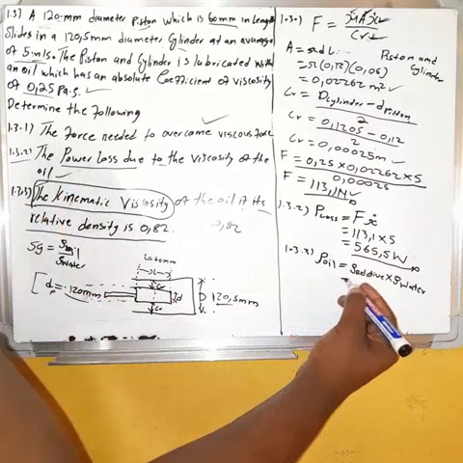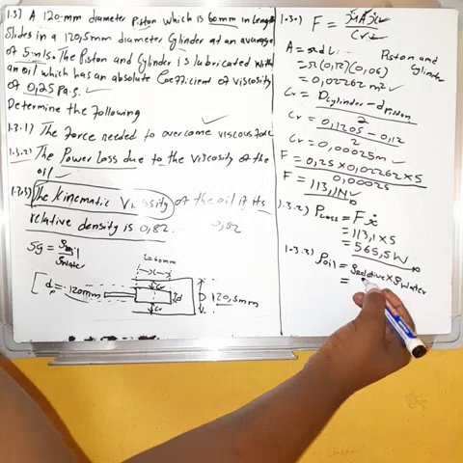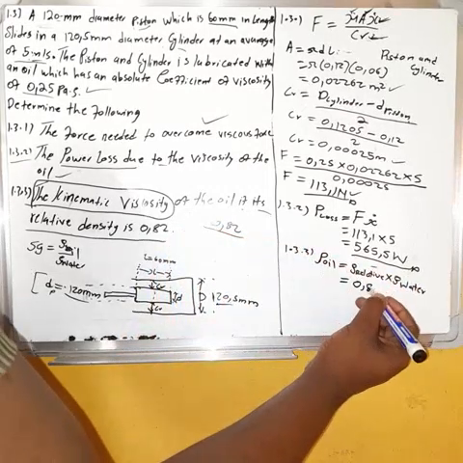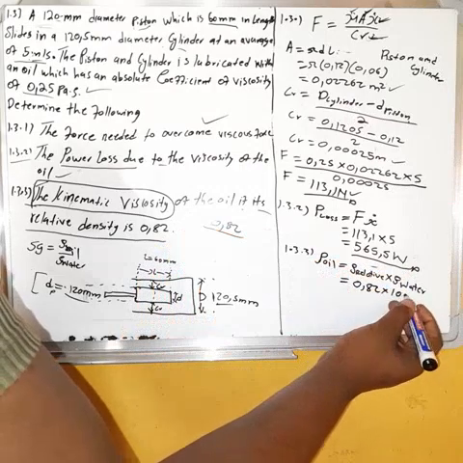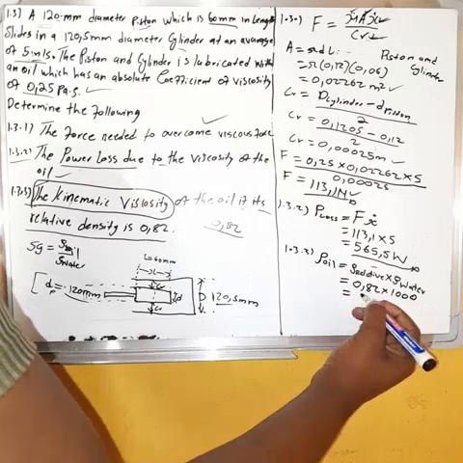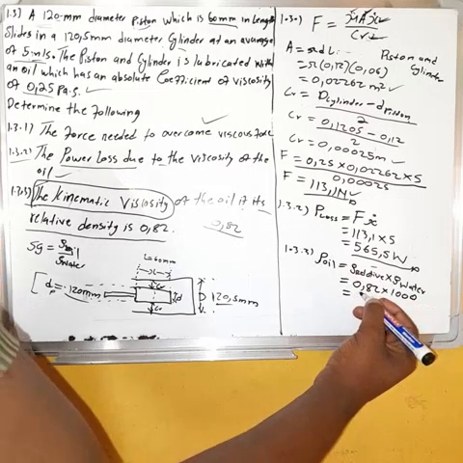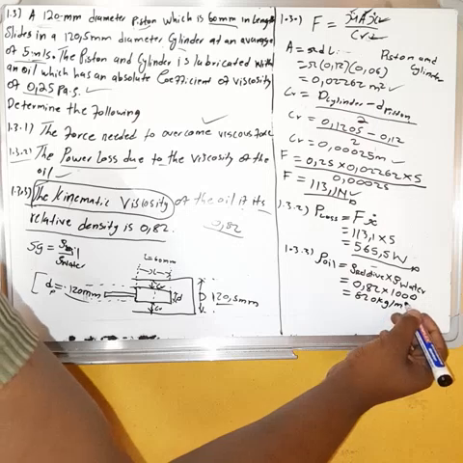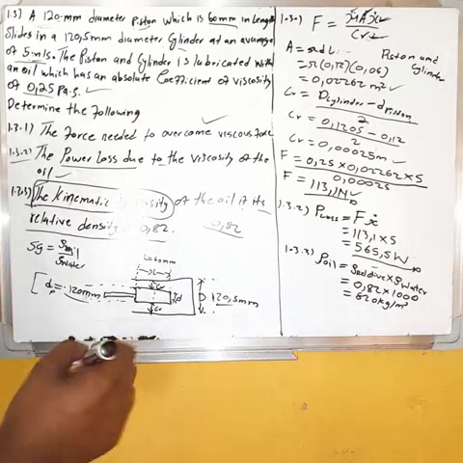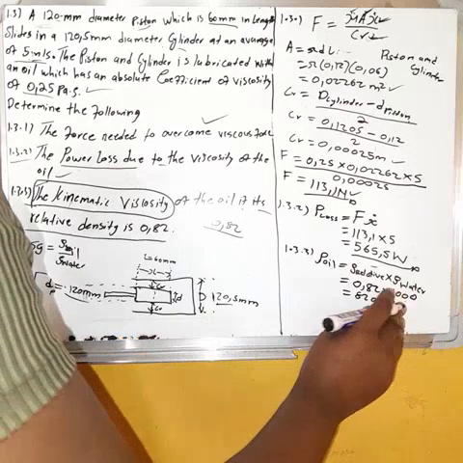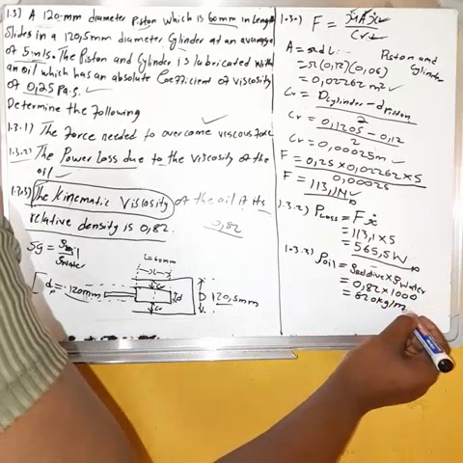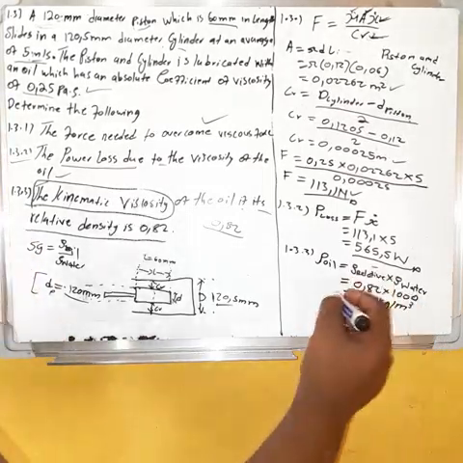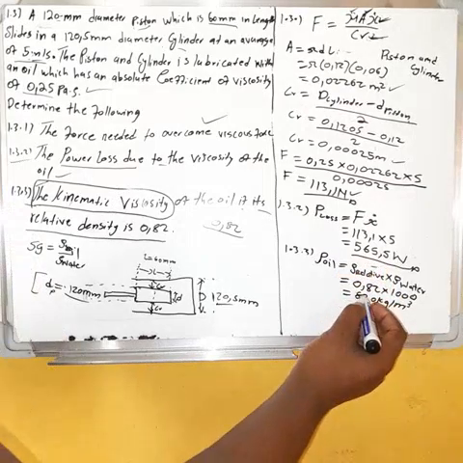Now the density of the oil will be, we know this relative density here, 0.82 multiplied by 1000. We have that is 820 kg per cubic meter. This is the density of what? Of the oil. We have the density 820.